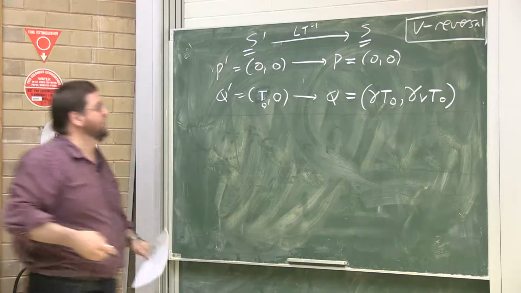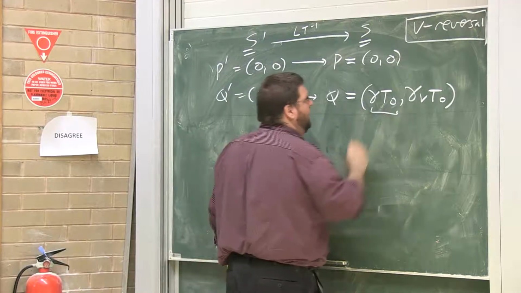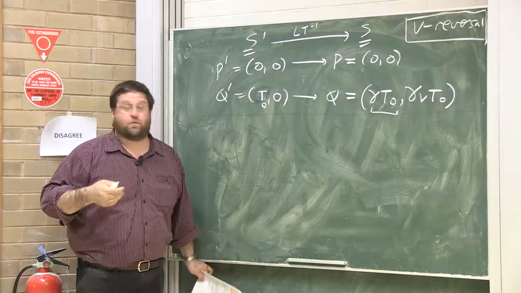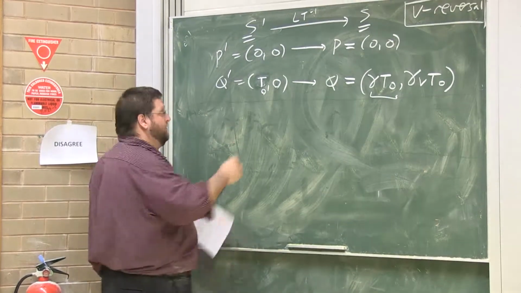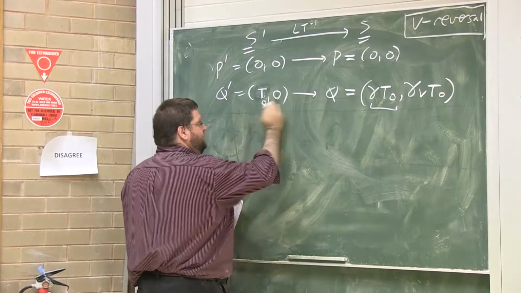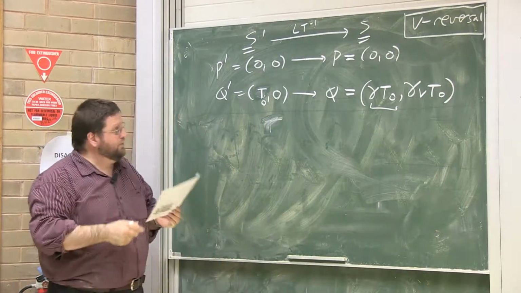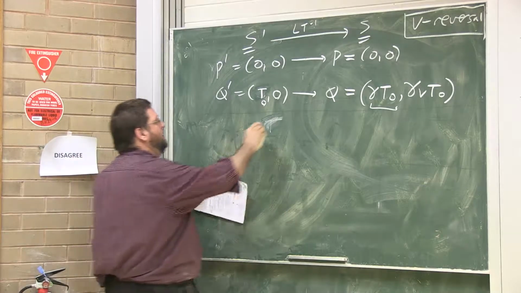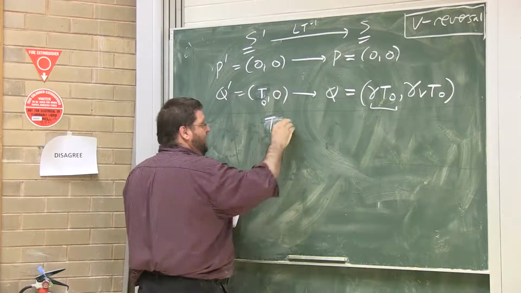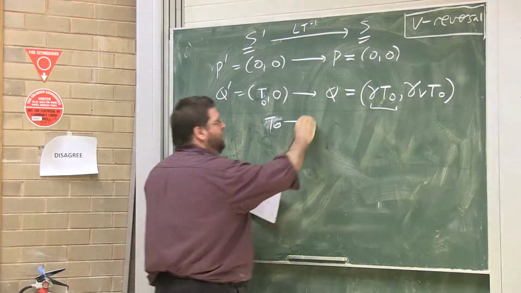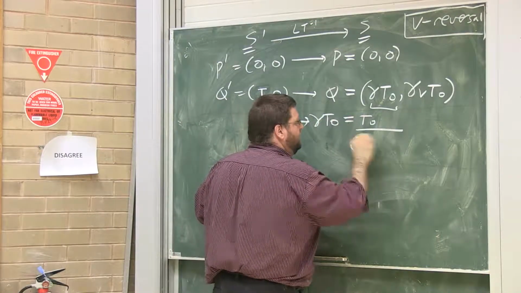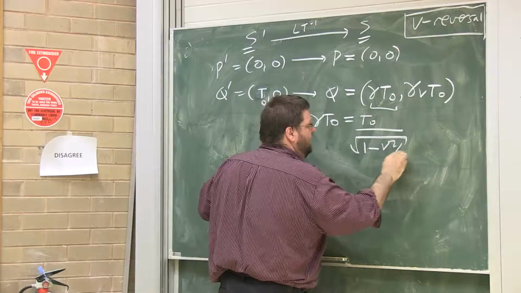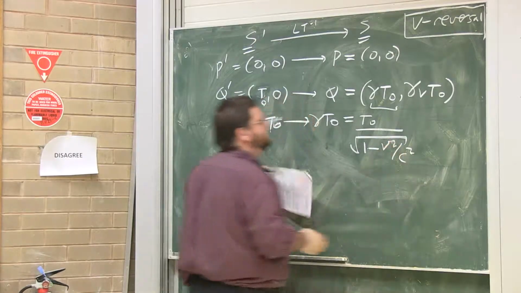So what we observe, this is the period, what we observe is that the moving clock runs slow by a factor of gamma. So instead of having a period of T0 according to S prime, the period is now gamma T0, which is the same thing as this. The moving clock runs slow.